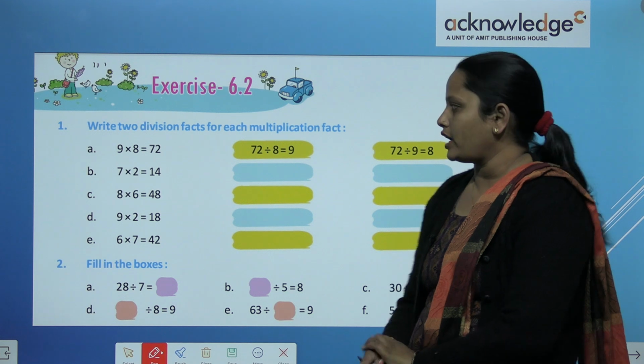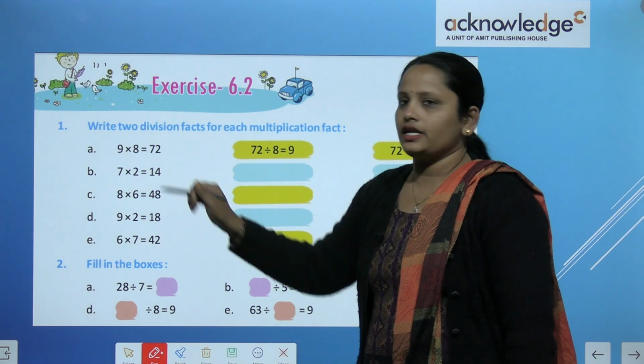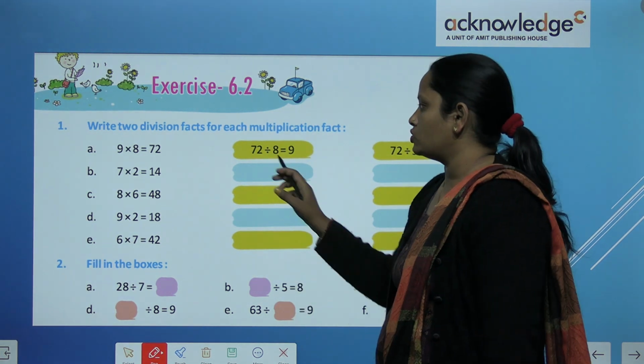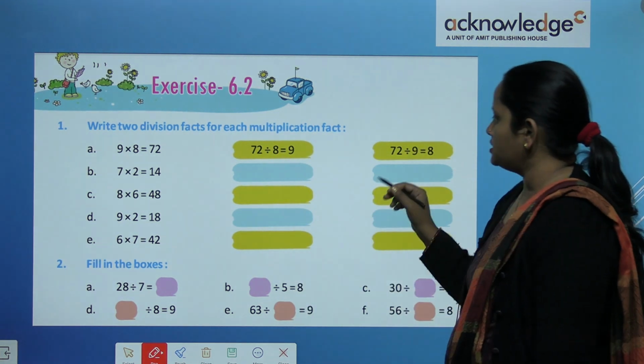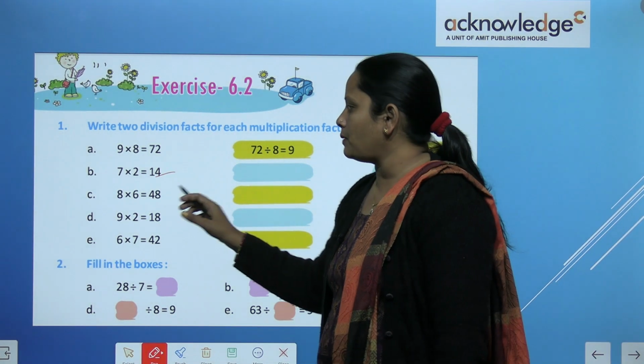तो हमें 2 division facts लिखने हैं। One is done for you. Here 72, 9 × 8 is 72. So 72 को हमने 8 से divide किया, 9 is the answer. 72 को 9 से divide किया, 8 is the answer. Let's do this B part.